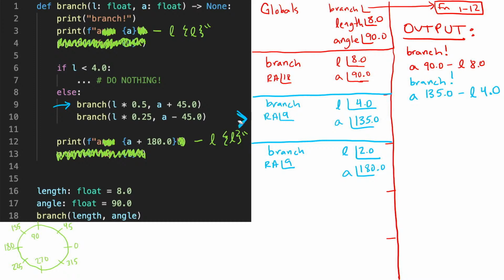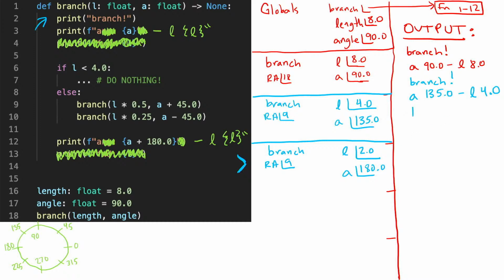We've set up our parameters. So what we're about to do is change frames. So now the frame that we're working in is the frame where L is 2 and A is 180. And we jump back up to the top of this function definition. All right? Okay, so we go process this recursive function call.